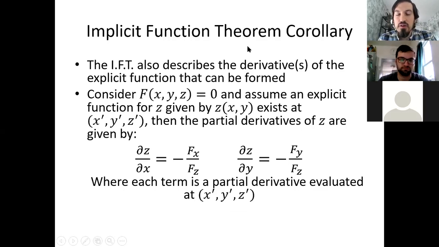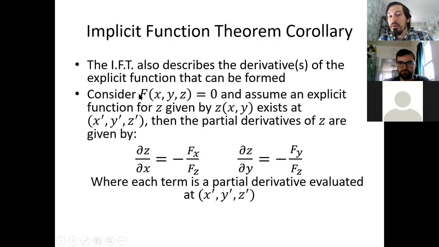But the corollary is about the derivatives of the implicit function. It goes one step further to say, okay, so what? You can define a function, it exists, but what do we know about that function? The corollary says we know the derivatives of that function, or at least you can calculate them. You can calculate the derivatives of that explicit function, which we've said exists. We can calculate it this way.